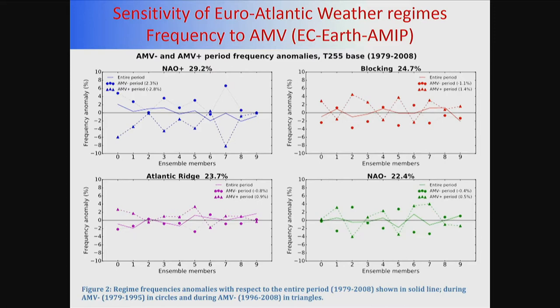So basically, let's focus on NAO plus. And what we expect is actually to have fewer cases of NAO positive during the AMV positive, and the other way around. And one can see there is a lot of variation between the ensemble members. Basically, some ensemble members, like ensemble member number 0 or number 7, are very sensitive.